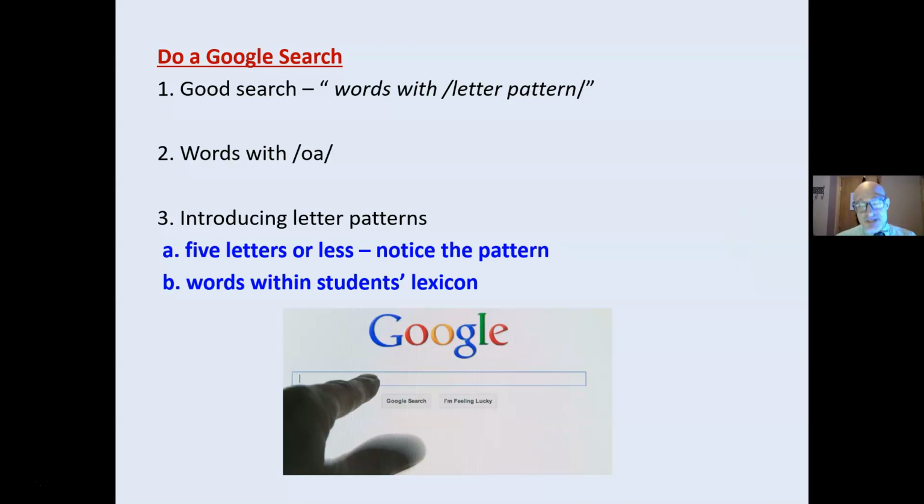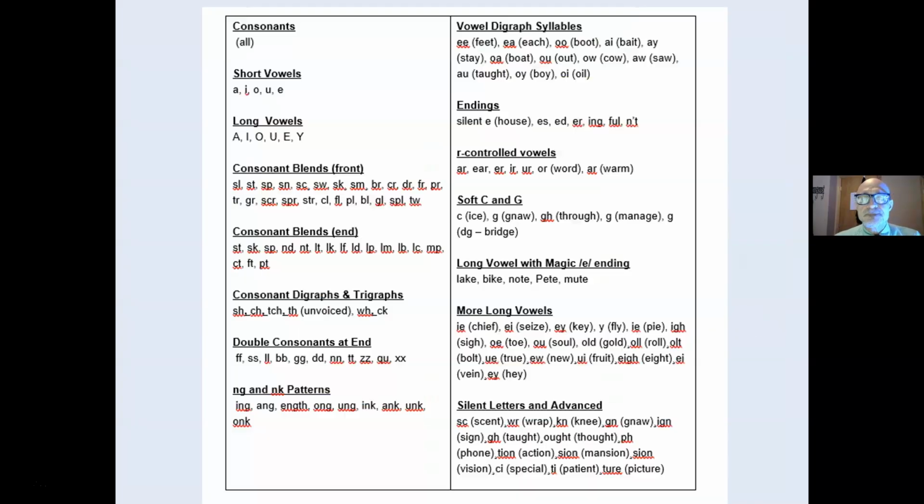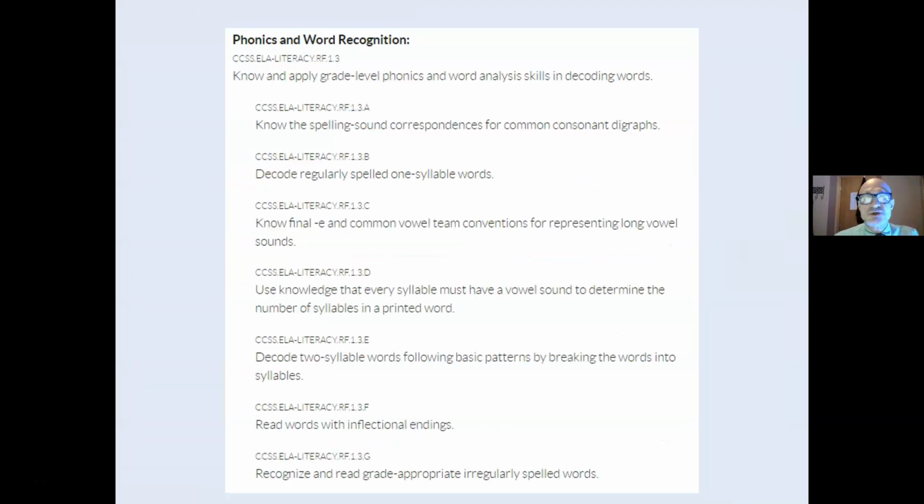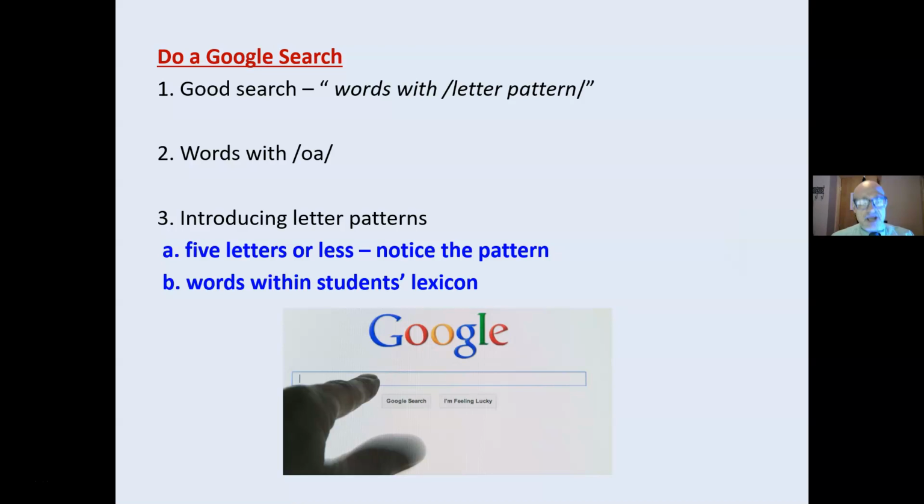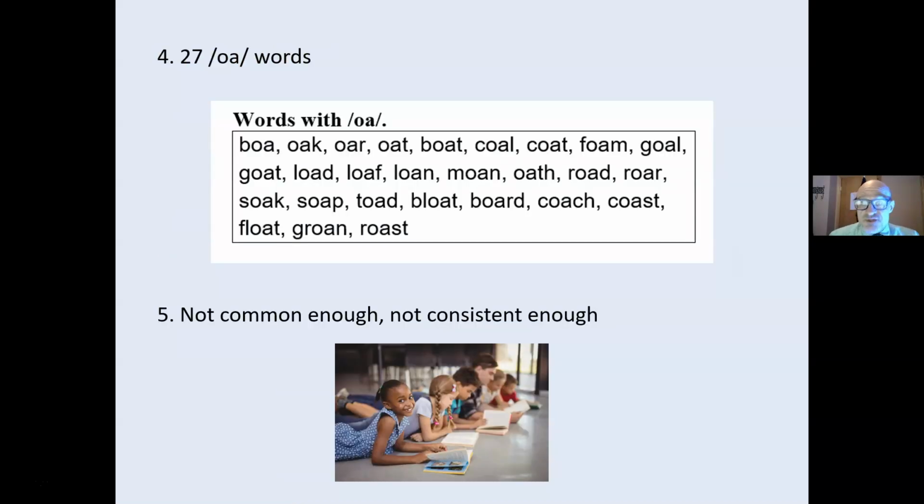Do a Google search, words with, and insert one of the letter patterns there. I did this with the OA letter pattern. Now, when you introduce a letter pattern to children, generally you want to use words that have 5 letters or less so that they can notice the letter pattern. As well, you want to include words that are in students' lexicon when introducing a letter sound or pattern. When I did this with the OA letter pattern, I came up with 27 words that might meet this criterion, and you see them right there. This is not common enough, not consistent enough to waste precious instructional time that could be spent reading good books.